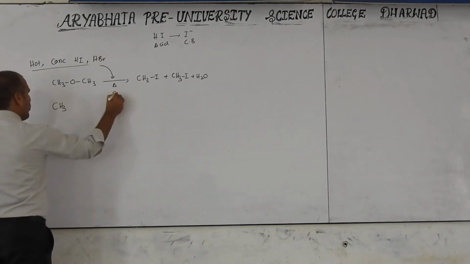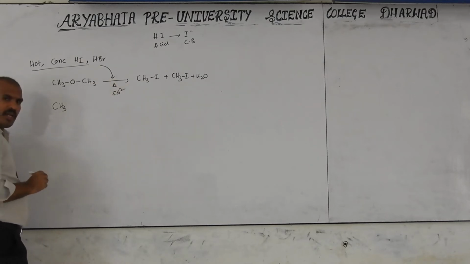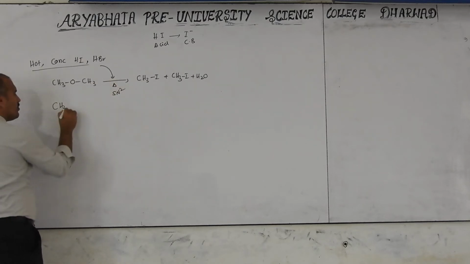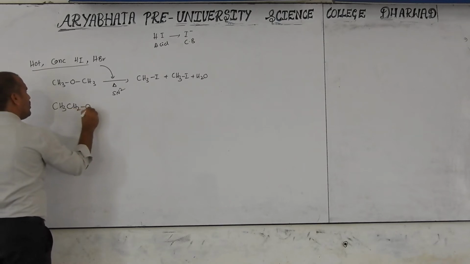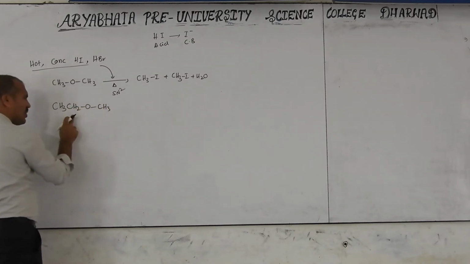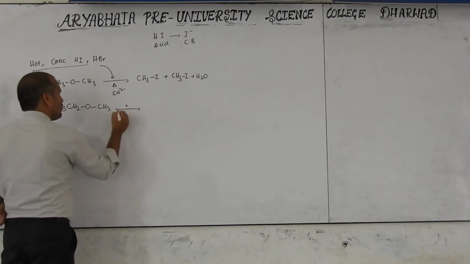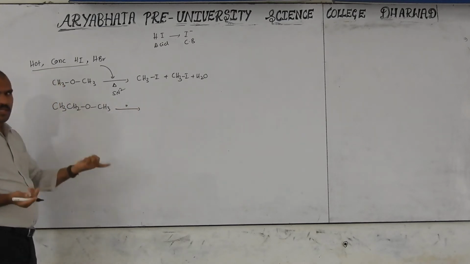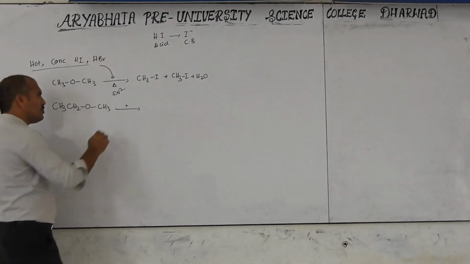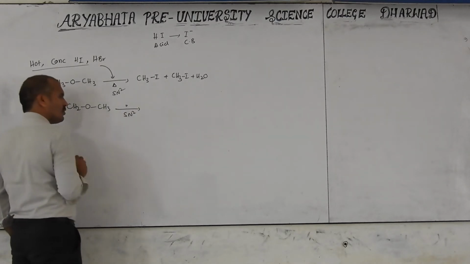CH3 and which type of mechanism is this? SN2, because both are methyl ether. Now I am changing it: one is a primary group, that is ethyl, and another is a methyl group. Same condition. Then both are primary, so in which type of reaction? SN2. Then I will get SN2, no problem.